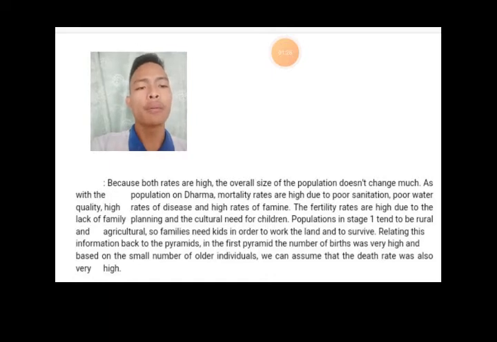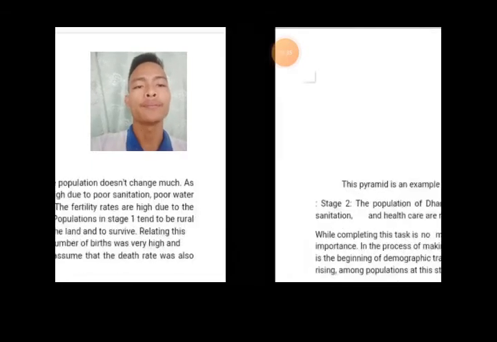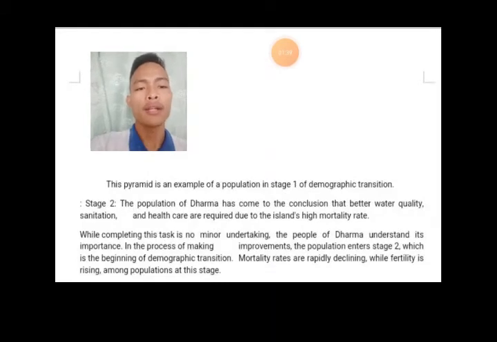In the first pyramid, the number of births was very high, and based on the small number of older individuals, we can assume that the death rate was also very high. This pyramid is an example of a population in stage 1 of demographic transition. Stage 2. The population of Dharma has come to the conclusion that better water quality, sanitation, and healthcare are required due to the island's high mortality rate.